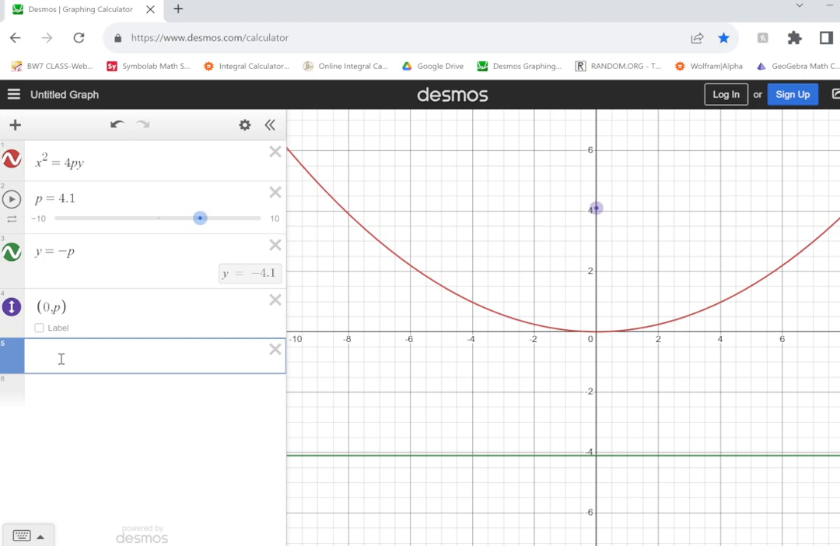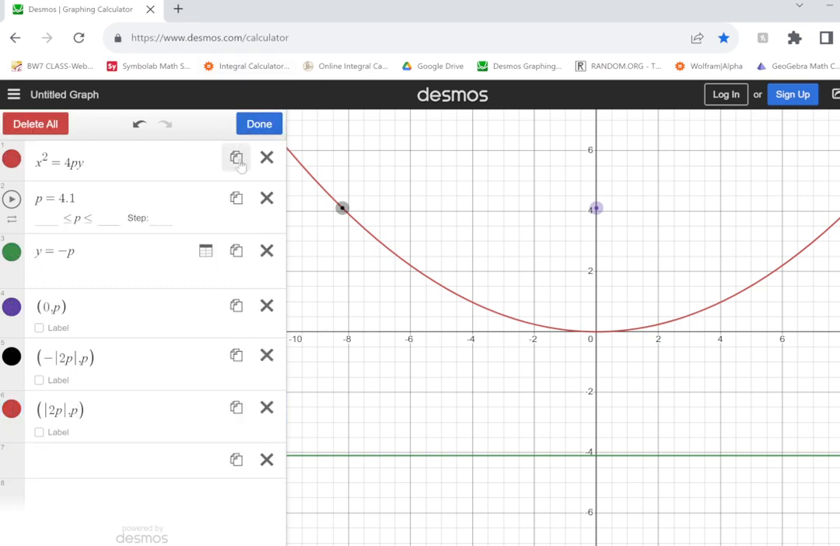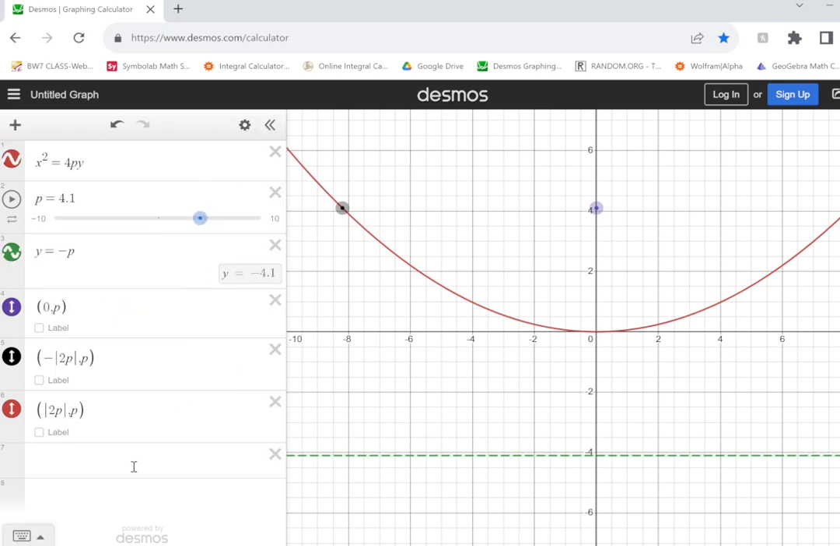The distance here between the focus and the directrix, and our latus rectum endpoints are the points negative 2p, comma p, and then our other point is the absolute value of 2p, comma p.